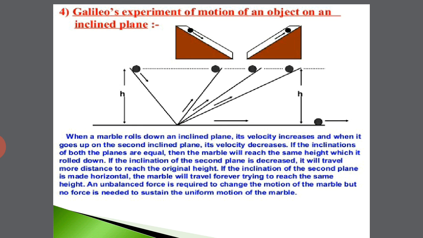If the inclinations of both the planes are equal, then the marble will reach the same height from which it rolled down. If the inclination of the second plane is decreased, it will travel more distance to reach the original height. If the second plane is made horizontal, then the marble will travel forever trying to reach the same height.